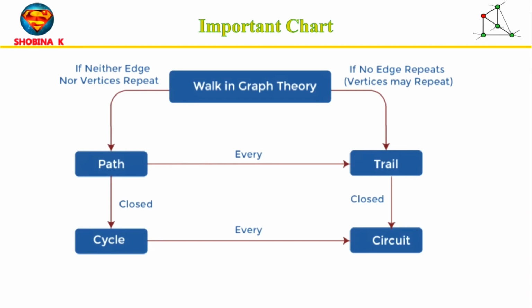So the above definitions can be easily remembered with the help of the chart. And we know that a walk is any route along the edges of a network. A trail is a walk with no repeated edges. A path is a trail with no repeated vertices. A circuit is a closed trail. And a cycle is a closed path.